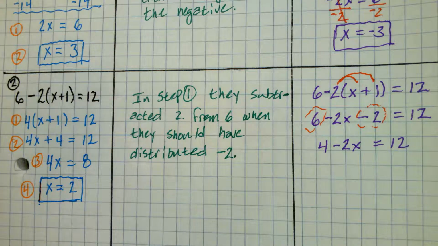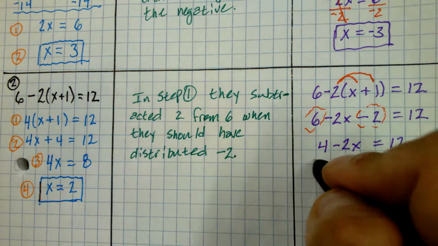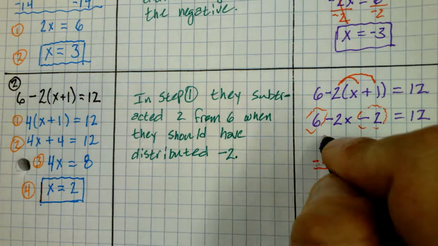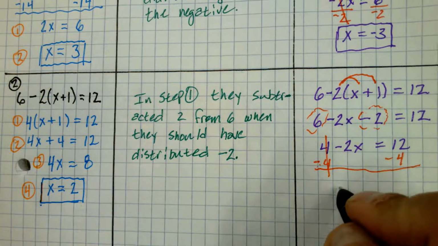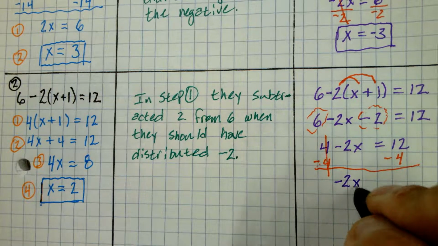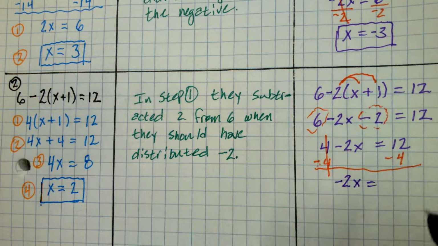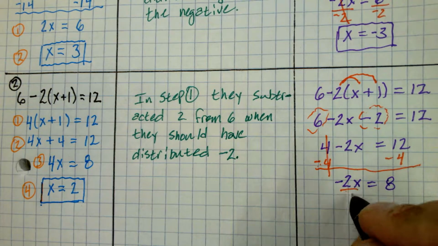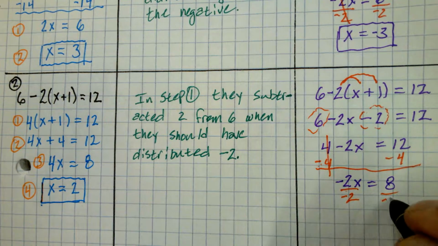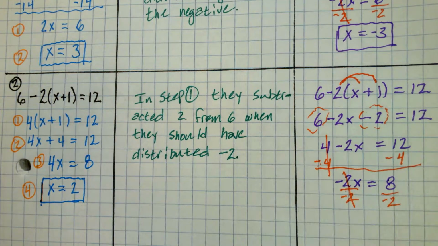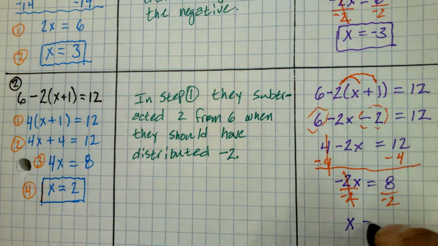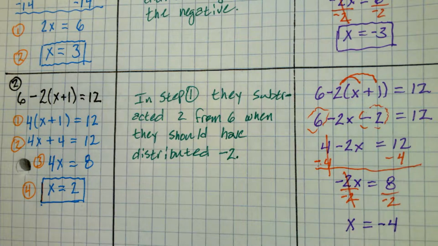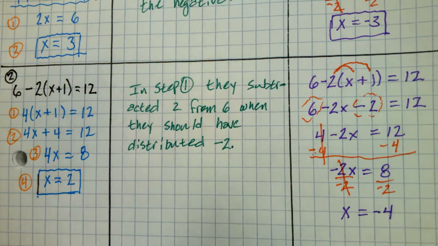Okay, let's get rid of that 4 because it's a constant. And we have -2x equals 8. And then let's divide by -2. And we get x equals 8 divided by -2, -4. So the answer should have been -4.